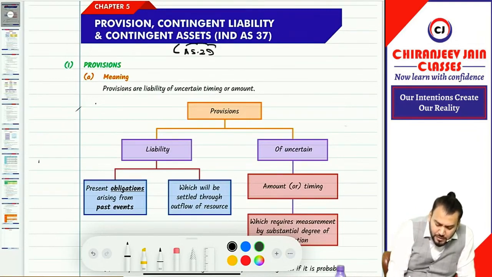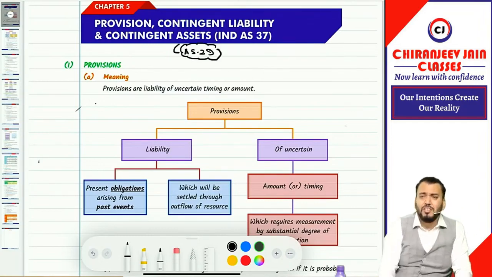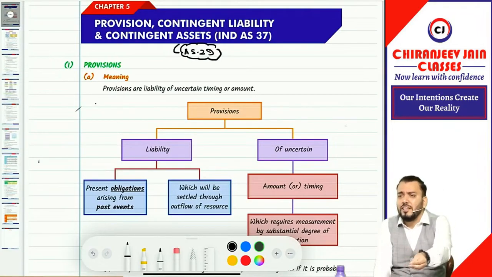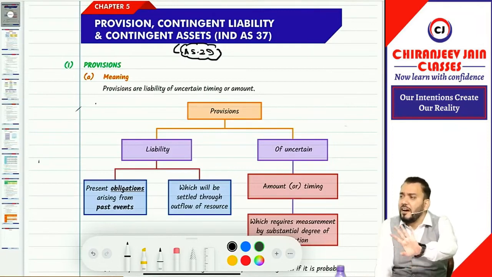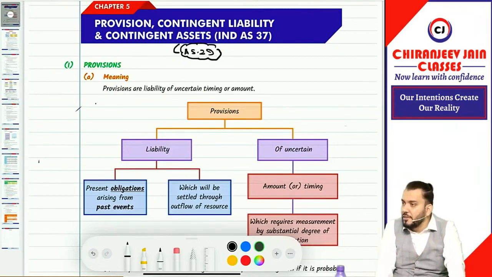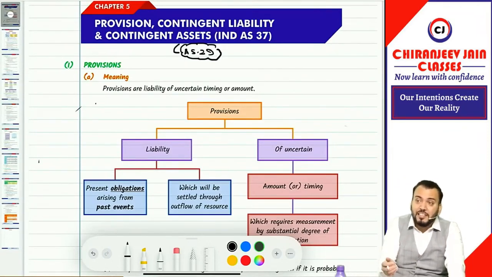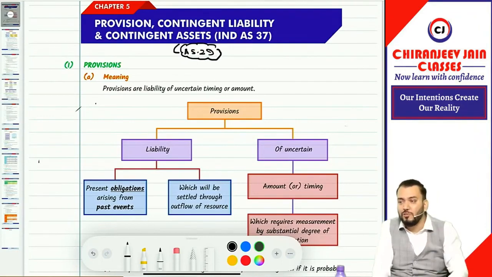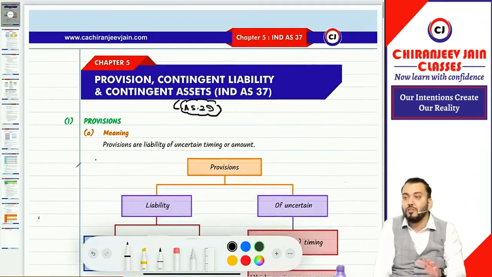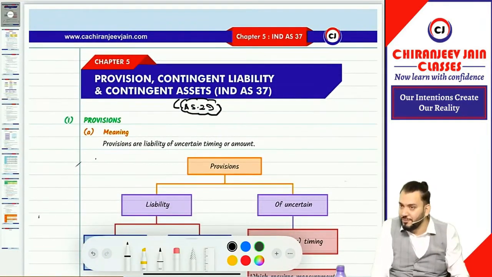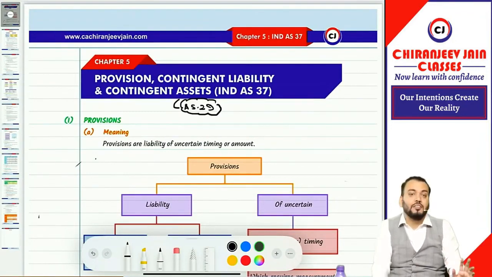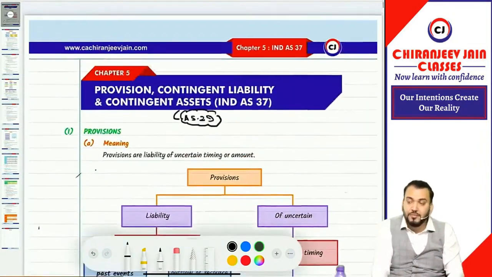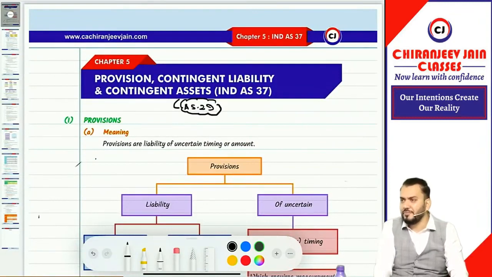Correct? No major difference. Only 3-4 points are there. If you know AS 29, then AS 29 and Ind AS 37 are the same only. Correct? It means, because you have done AS 29, I can ask some questions to you. When I'm asking questions, there is no need to read the book, because once you read the book, your interest will be lost. Correct? So my first question to you all: what is the meaning of provision?